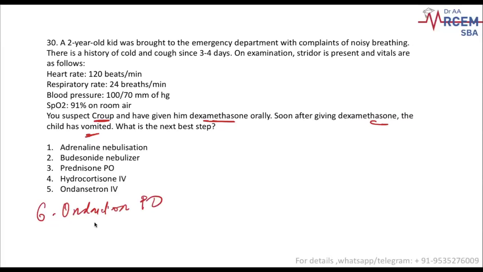So which one will be the right answer here? Still the right answer will be budesonide here. Why? Because the child is vomiting. If you give oral ondansetron also, it will vomit. So no point in giving ondansetron and waiting for a few hours. If not, at least 45 minutes, you need to wait for it to take effect.